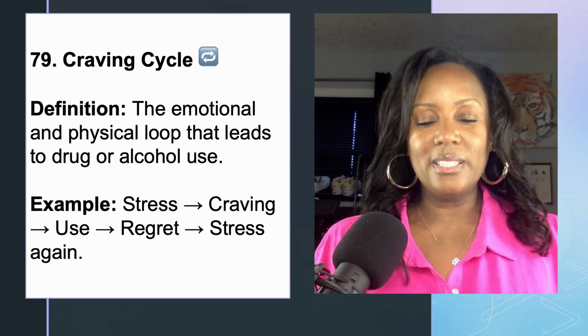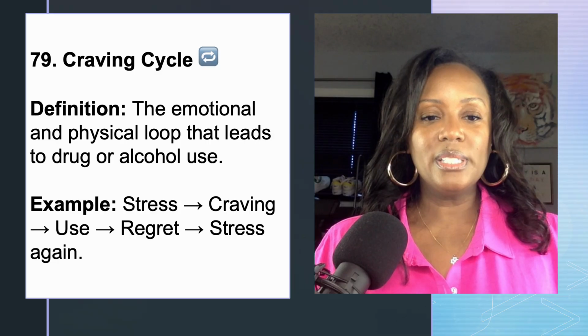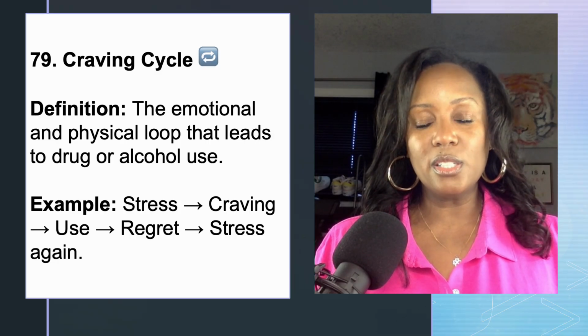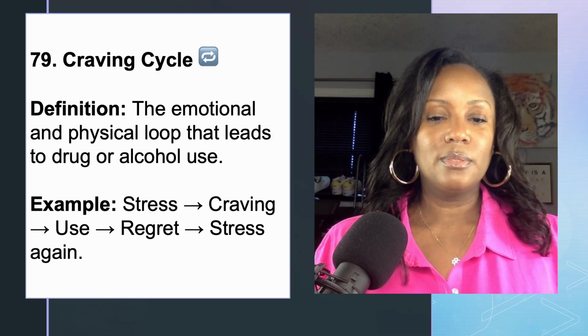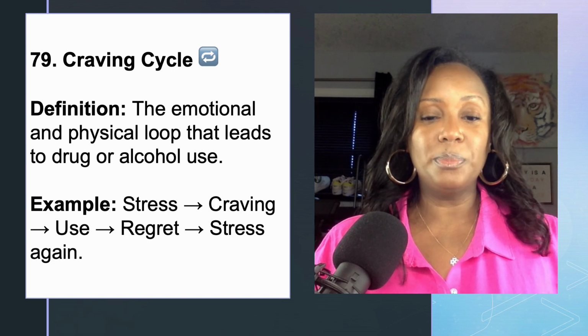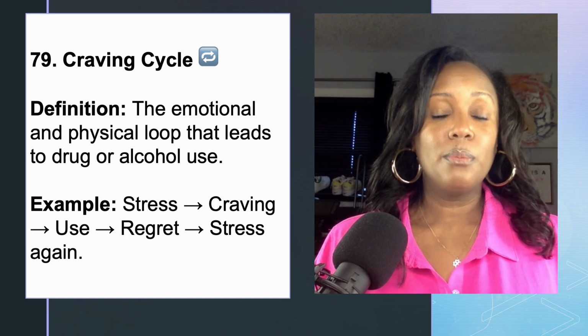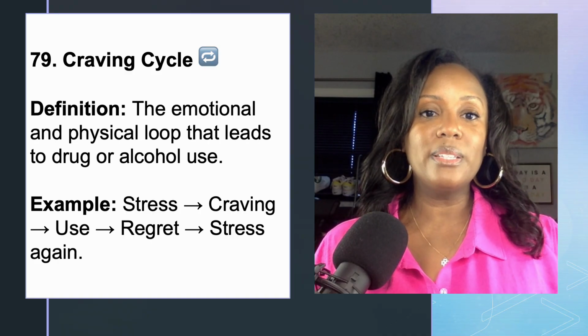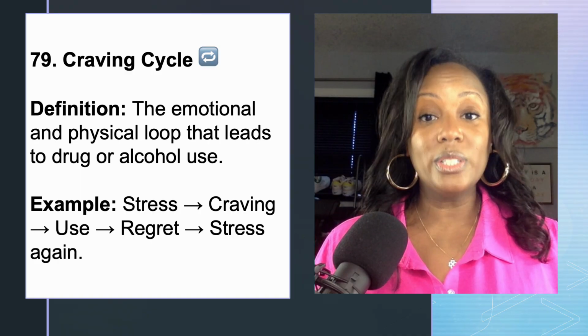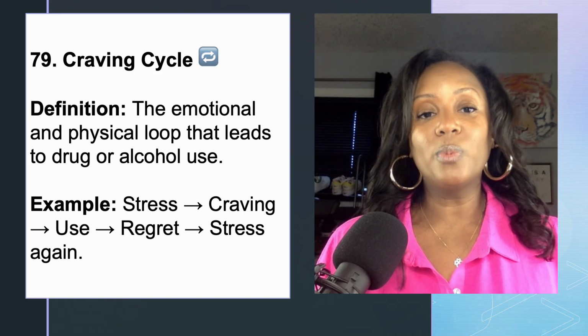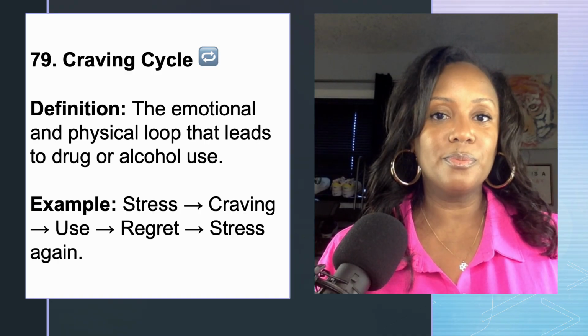Term 79 is craving cycle. This is the emotional and physical loop that leads to drug or alcohol use. An example of a craving cycle could be stress, craving, use, regret, stress again. Breaking the craving cycle means interrupting that loop. We help clients notice these patterns and support them with finding healthier ways to respond.